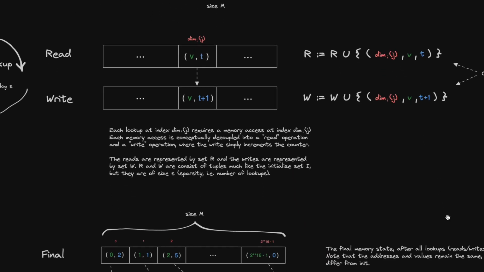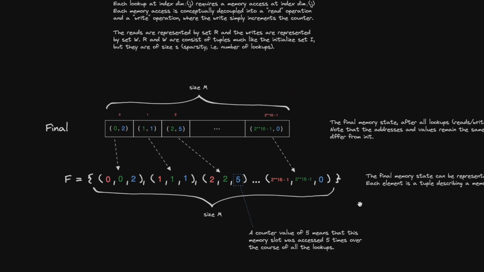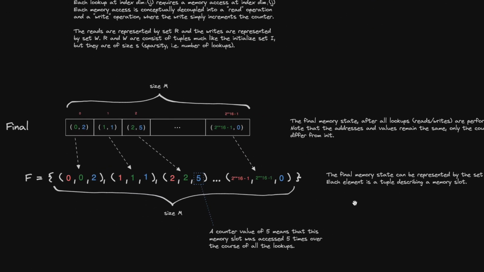At the end of all the lookups, or all of the reads and writes, we're going to end up at this final memory state. Note that the addresses and values are the same as upon initialization, it's just the counters that have been changed. So the final counter value is basically the number of times that memory cell has been accessed. So in this picture, the 0th cell has been accessed twice, the first cell once, the second cell 5 times, etc. And again, this set F is going to have size m corresponding to the size of memory.